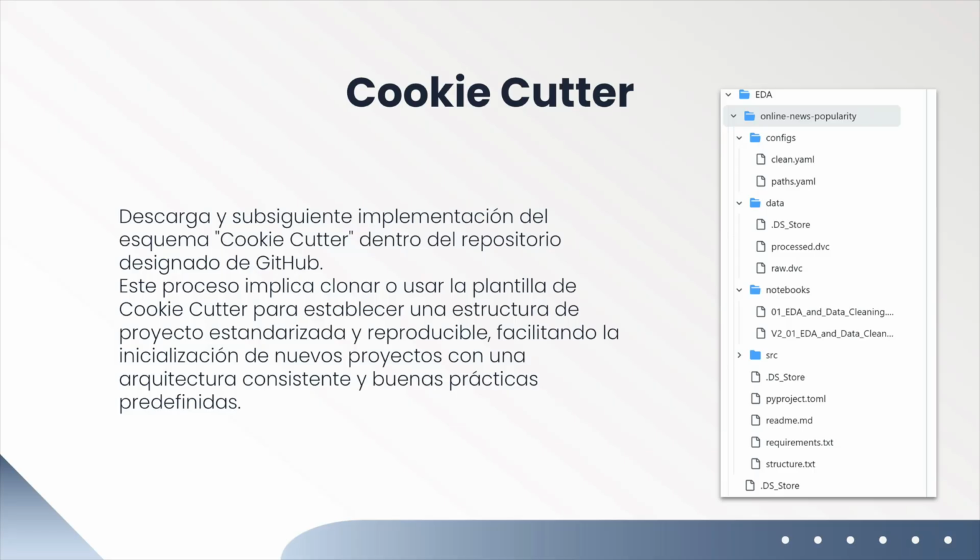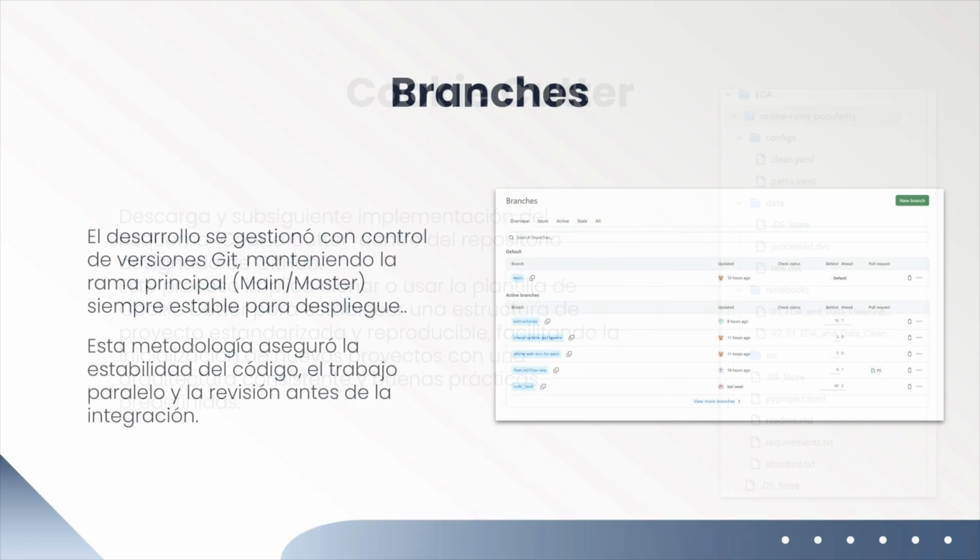You can see here how our directories were distributed: configurations, raw and processed data, notebooks for EDA, and a SRC folder for all the scripts. By automating structure creation, we minimized configuration time and focused on experimentation. We also implemented version control using Git and GitHub. Our strategy was to maintain the main/master branch stable for deployment, while each member developed features on independent branches. Before merging, we always performed code reviews to ensure stability and avoid integration conflicts. This methodology supported parallel development and created a safe and controlled workflow.